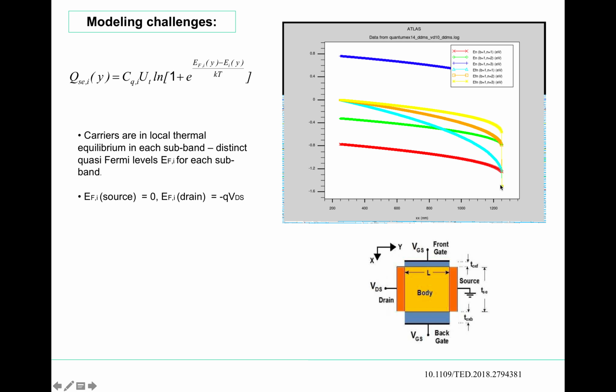In the drain region, as we can see, I have provided 1.5 VDS. So all of the quasi-Fermi levels thermalize at 1.5 electron volt. And for the sake of clarity, I have provided the value of the quasi-Fermi level at source and drain, which are given by 0 and minus qVDS, which we have used in our modeling.